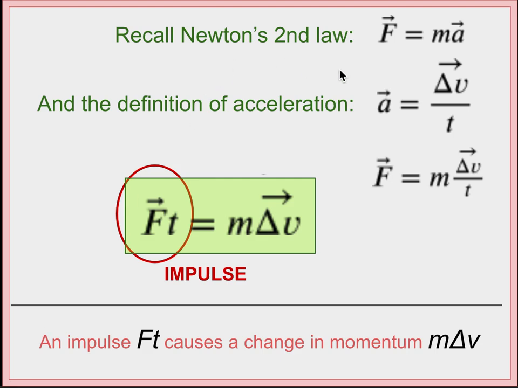So in the same way that forces caused change in motion, caused accelerations, we can flip it a little bit and say that this impulse, Ft, causes a change in momentum, m delta v.